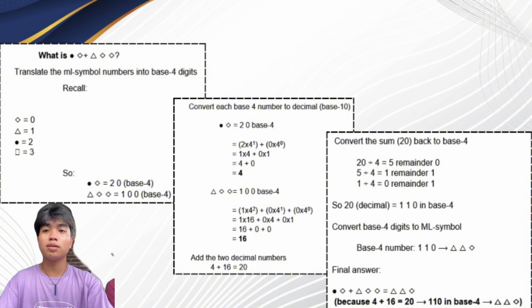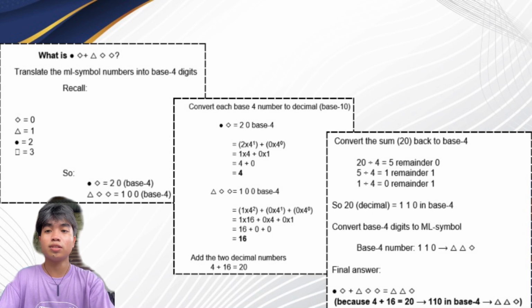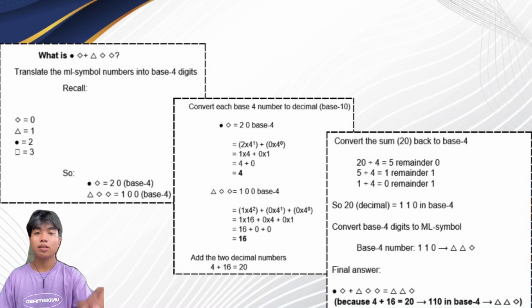Translate the ML symbol numbers into base 4 digits. So, beta void equals 20 in base 4 and alpha void void is 100 in base 4. So next is convert each base 4 number to decimal in base 10. Beta void equals 20 in base 4. 2 times 4 to the first power plus 0 times 4 to the 0 power is equal to 2 times 4 plus 0 times 1, which is equal to 8 plus 0 equals 8.